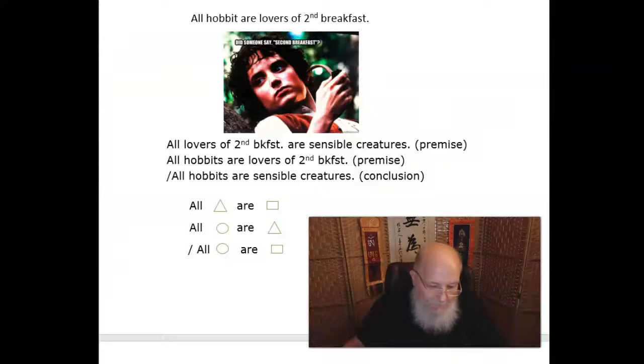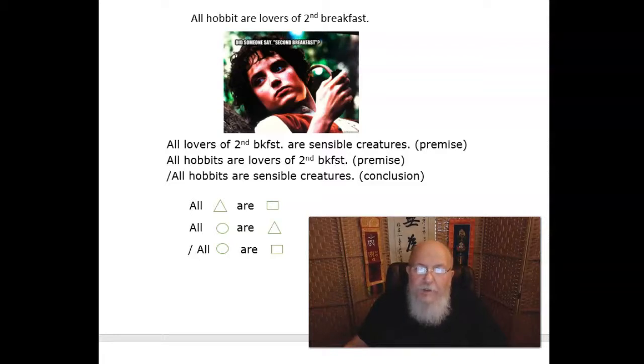All thinking is then organized under these universals or categories, and categorical logic studies arguments that are made up of categorical propositions which make claims about things in the world. For example, the claim that all hobbits are lovers of second breakfast, as we all know. Now, in this statement, a claim is made about the relationship that exists between hobbits and lovers of second breakfast. It claims that all members of the category hobbit are included in the category of second breakfast lovers.